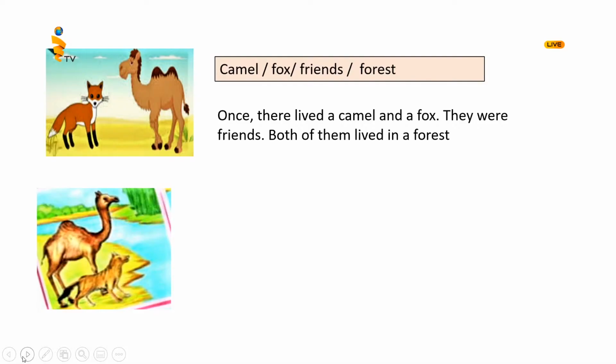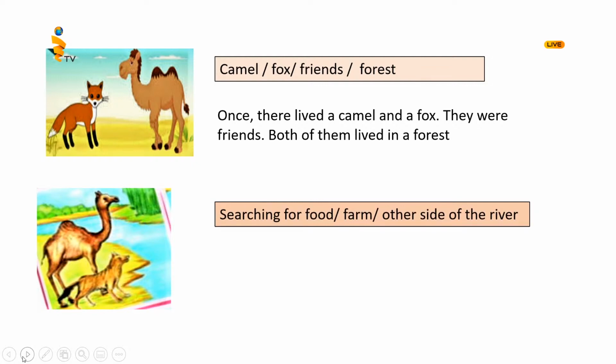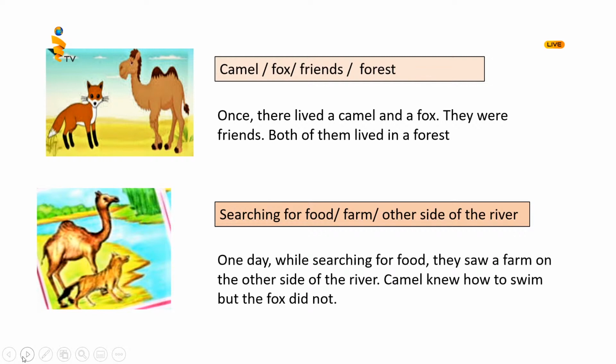What can you see? The camel and the fox are looking at the other side of the river. These are my words and phrases: searching for food, farm, other side of the river. Can you build up a sentence or two with these words and phrases? One day, while searching for food, they saw a farm on the other side of the river. Camel knew how to swim, but the fox did not.